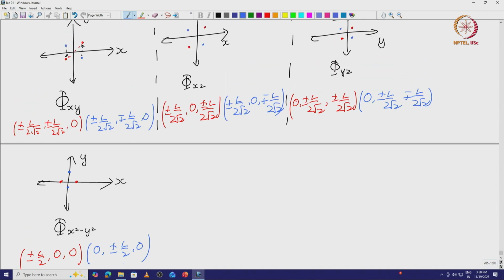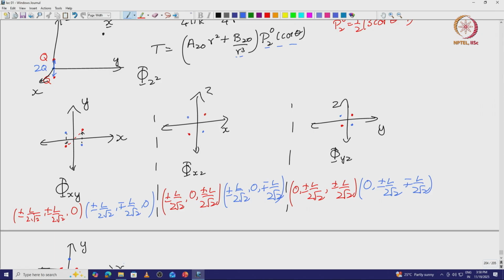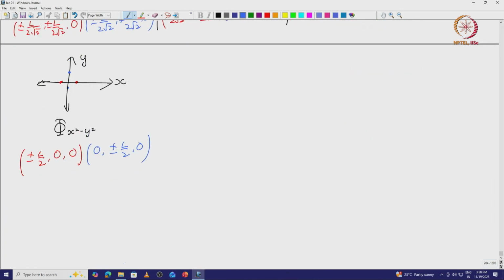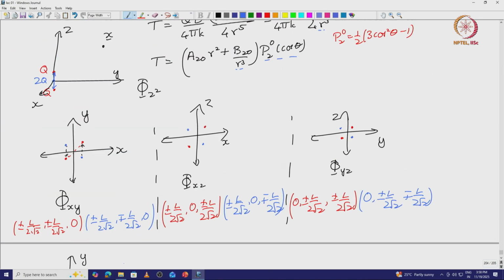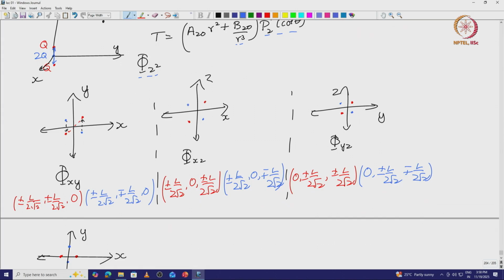So, these 5 arrangements of sources and sinks give rise to quadrupole moments. Linear combinations of these give you the second order terms in this distribution. For n is equal to 2, m is equal to 0 is this one, phi z square. N is equal to 2, m is equal to plus or minus 1 gives you phi x z and phi y z.